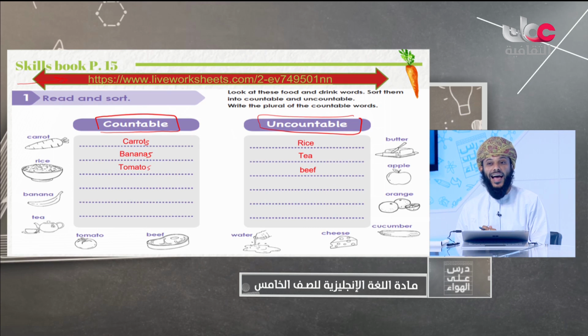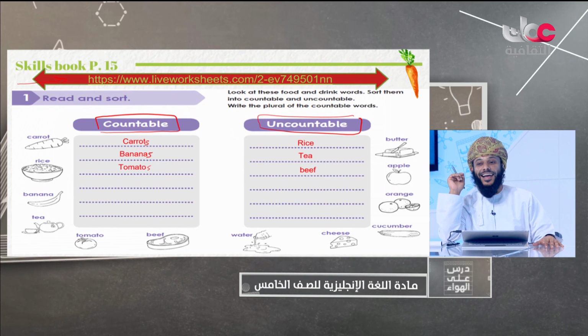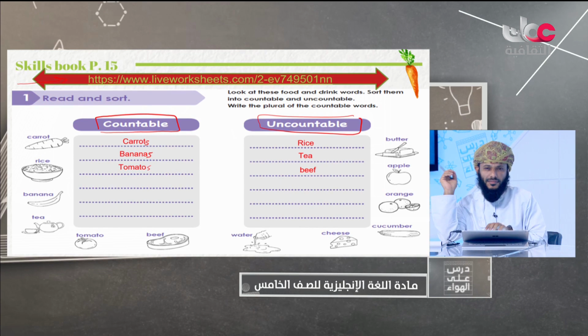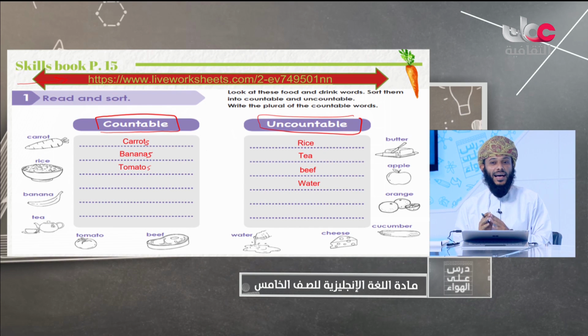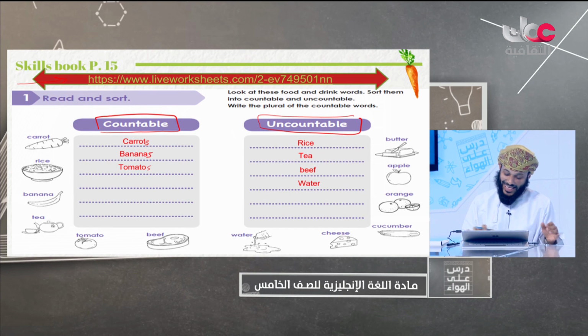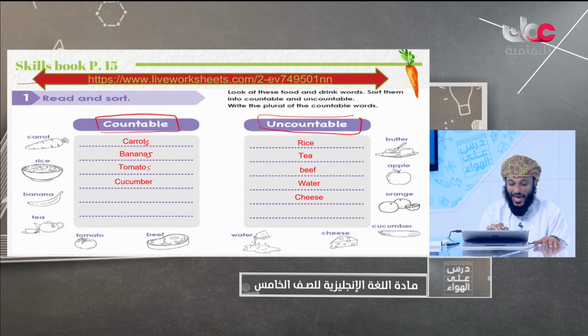Then water. Don't say water like that, this is not English. Water, okay? Yes, Wa'il. Water. Is it countable or uncountable? It's uncountable. Then cheese, Walid. Cheese is uncountable. Yahya. Cucumber. Okay, is it countable or uncountable? It's countable. So we have to add the letter S.